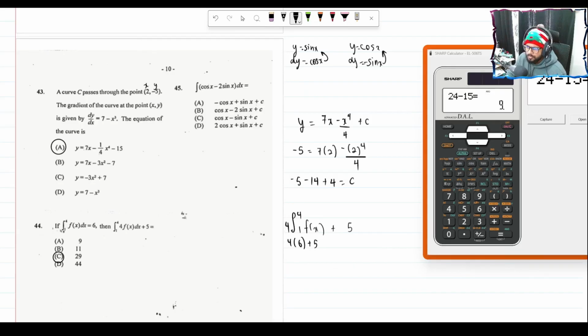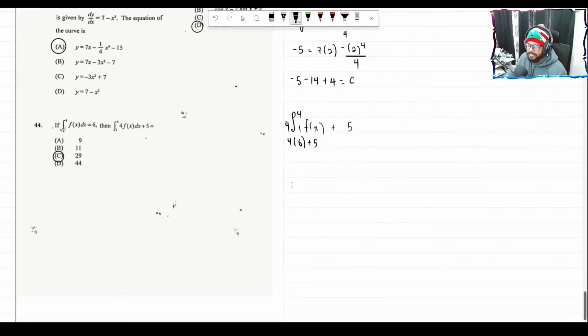So I'll write in here, sine x. When I integrate sine, I get negative cosine. And this negative cosine here, combined with the negative sign here, becomes positive 2 cosine x plus c. So we have sine x plus 2 cos x plus c. Alright, so that's it for the 2018 solutions.